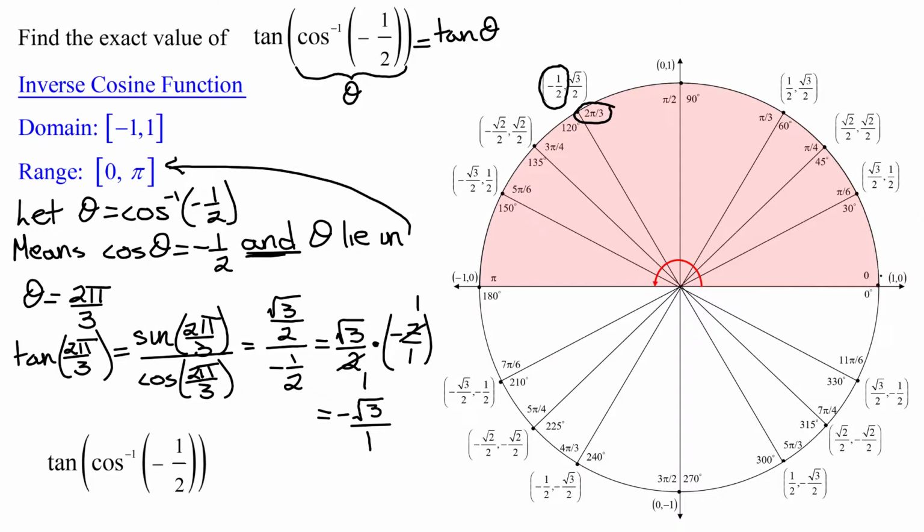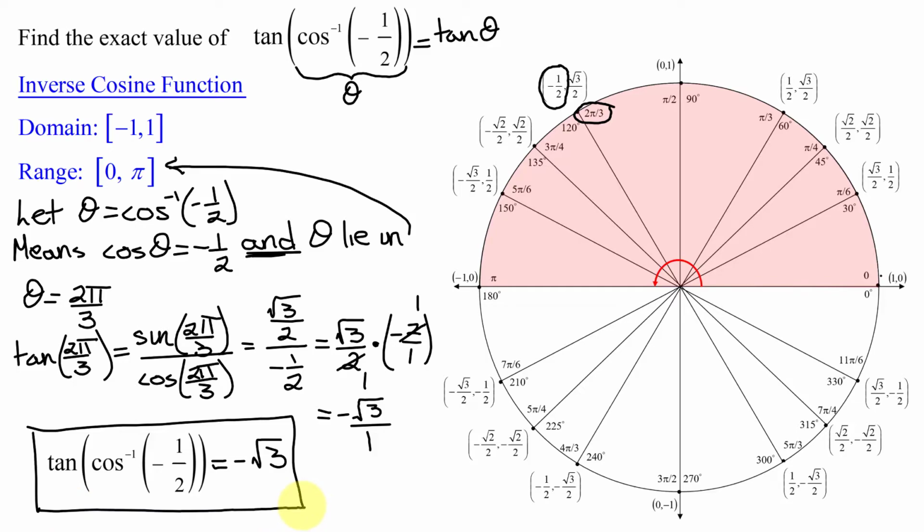So I know that the tangent of the inverse cosine of -1/2 equals negative the square root of 3 divided by 1, which is just negative the square root of 3. So that is the exact value for that expression.